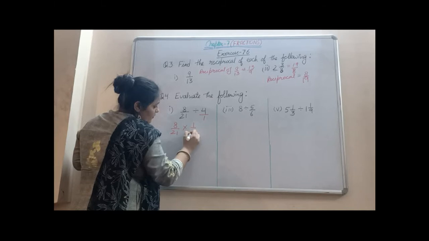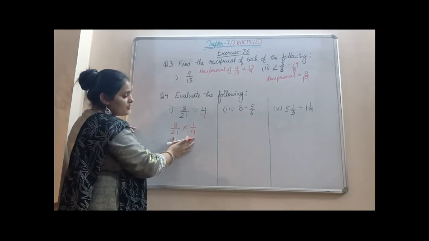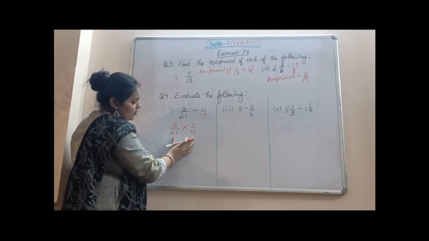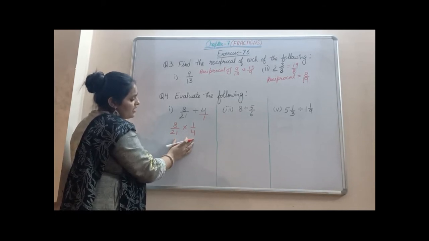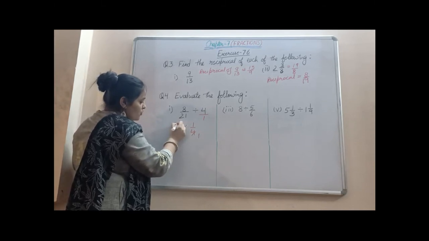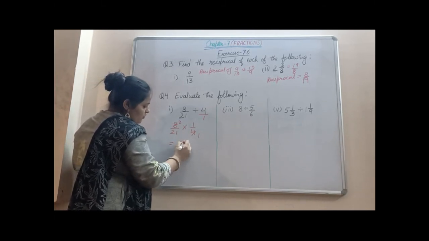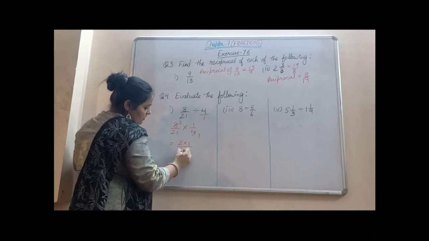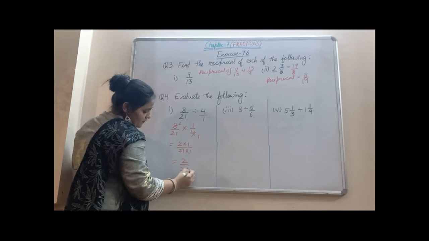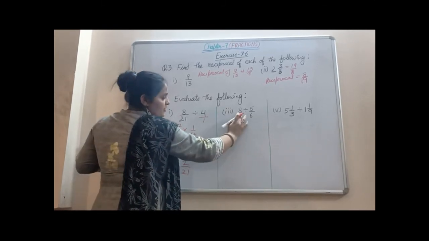1 by 4. Now we know how to multiply two fractions. Numerator is multiplied by numerator and denominator is multiplied by denominator. Or first we can cut out the common factor. So cancelling the common factor, 4 1s are 4, 4 2s are 8. So what we get? 2 into 1 divided by 21 into 1. So what will our answer be? 2 by 21.